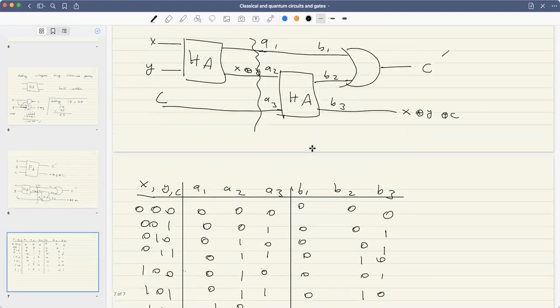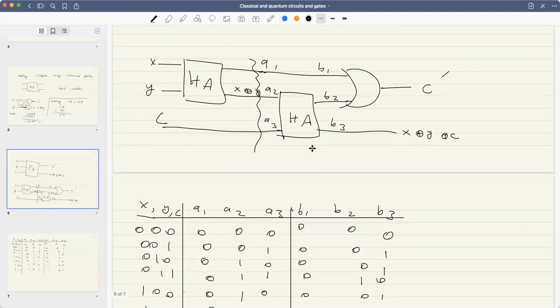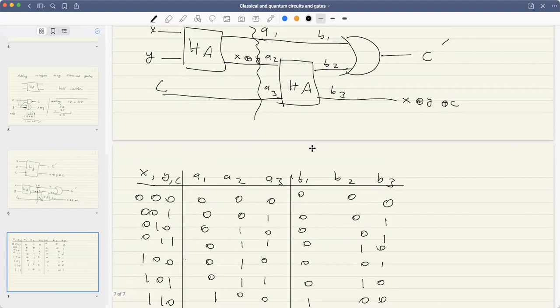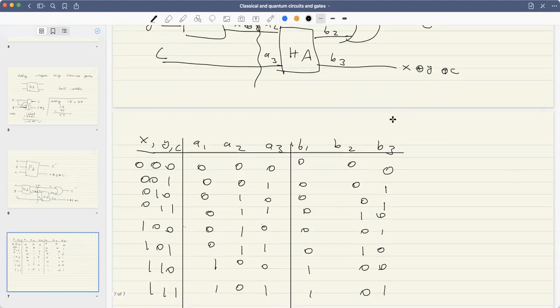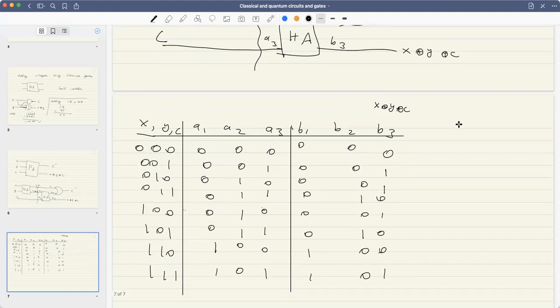Okay, so now B3 is supposed to be X plus Y plus C mod 2. So let's see. All zeros is 0. This is just 1, 1. Seems to be okay. This is 1, 1. It gives me 1. Two 1s give me 0 mod 2. Two 1s give me 0 mod 2. Three 1s give me 1 mod 2. So fine.